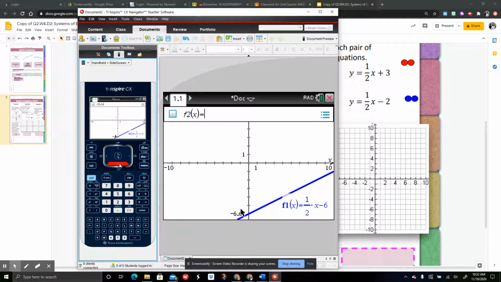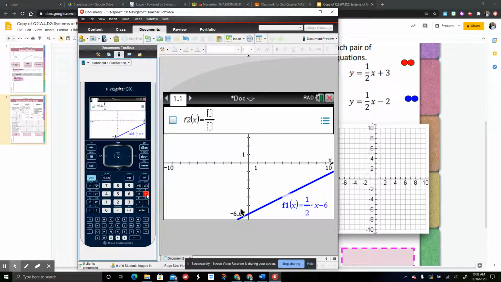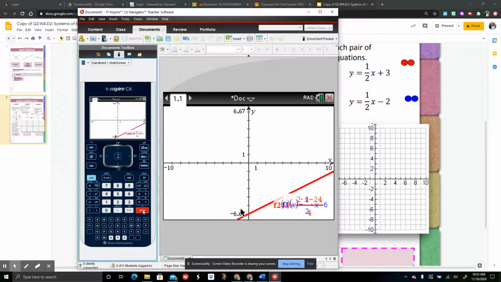Down. And then from there, I'm going to type another fraction. Control Divide. And on the top of that fraction, it says 2x minus 24. So 2x minus 24. Then I'm going to arrow down to the denominator, and I'm going to type 4.